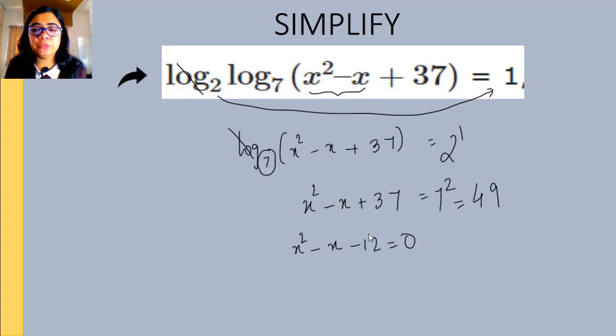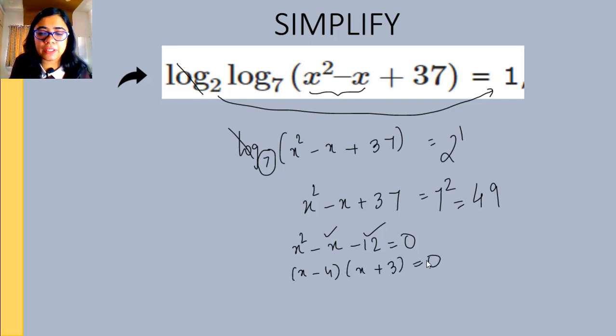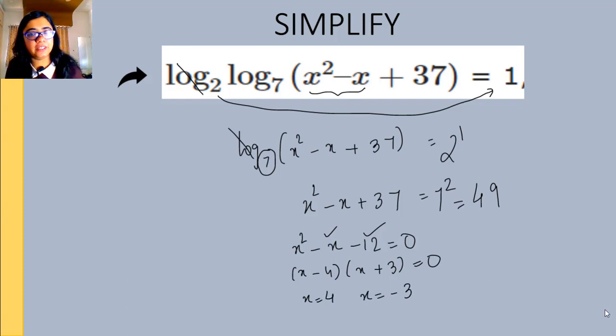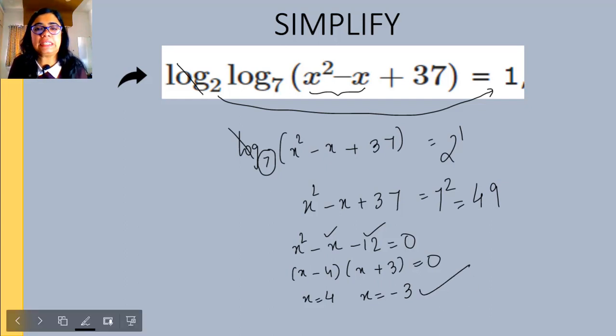Can you tell me two numbers whose product is 12, and whose difference is 1? So you will have 3 and 4. So my roots will be x minus 4, x plus 3 is equal to 0. So my x is equal to 4 or my x is equal to minus 3. So these are my values. I hope this is clear. Moving on.